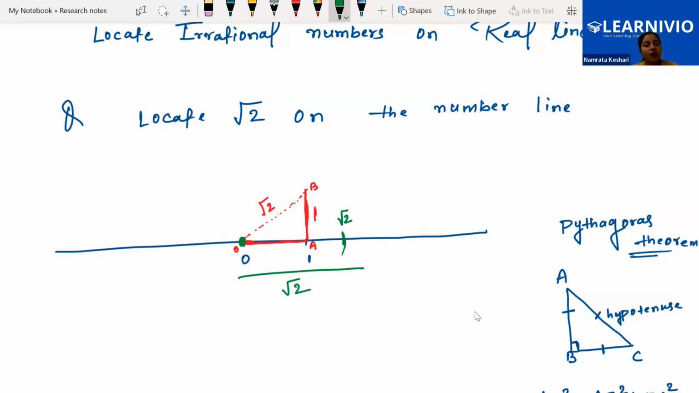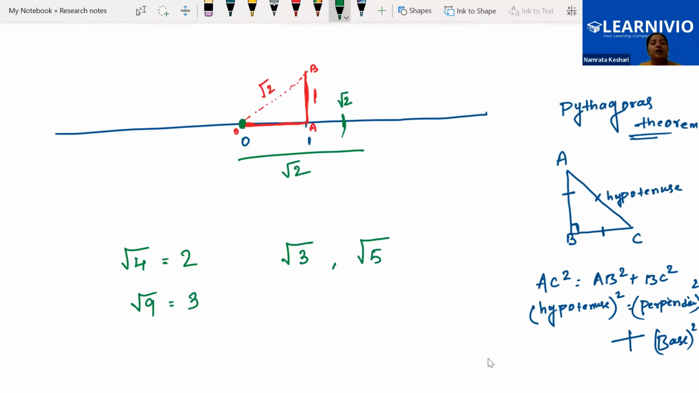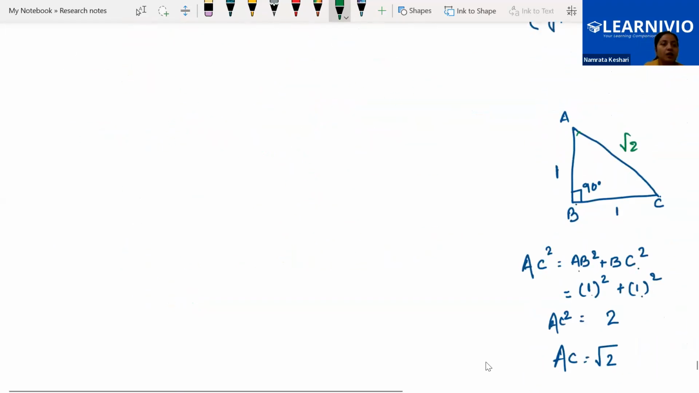Yes, ma'am. Now root 2 is clear. What about root 3, root 4, root 5? Root 4 we will be able to take out. Root 4 means 2, that we will be able to locate. That is very simple. Root 9 is 3, that we will be able to locate. But what about root 3? What about root 5? What about root 6? Let's locate these numbers as well.